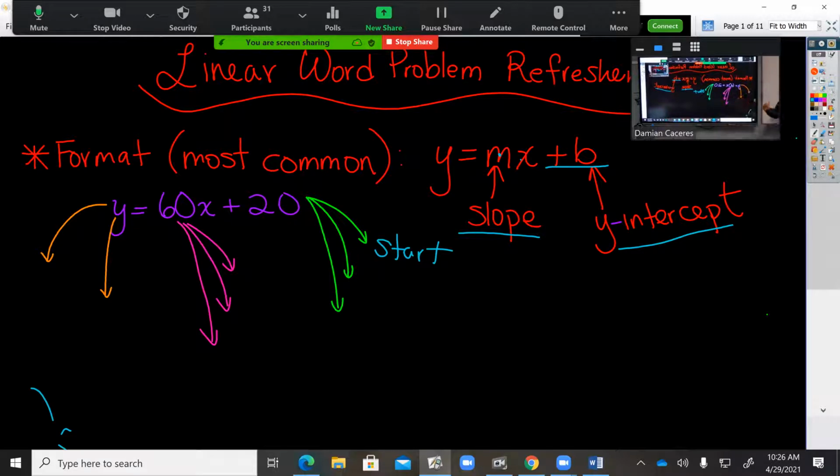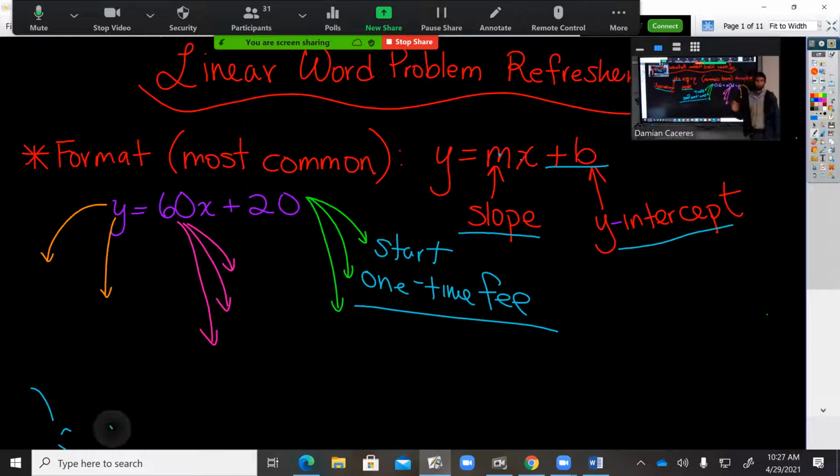So here are another two words to describe the y-intercept. Start, beginning, or one-time fee. This one's very important: one-time fee. Why is a one-time fee a y-intercept? Because a one-time fee is not going to be multiplied by anything, because it's a one-time fee. So that will always be your y-intercept, your constant. Any questions so far?